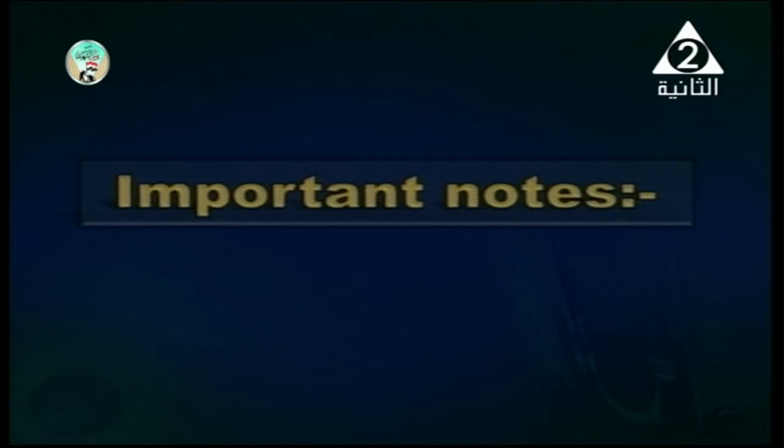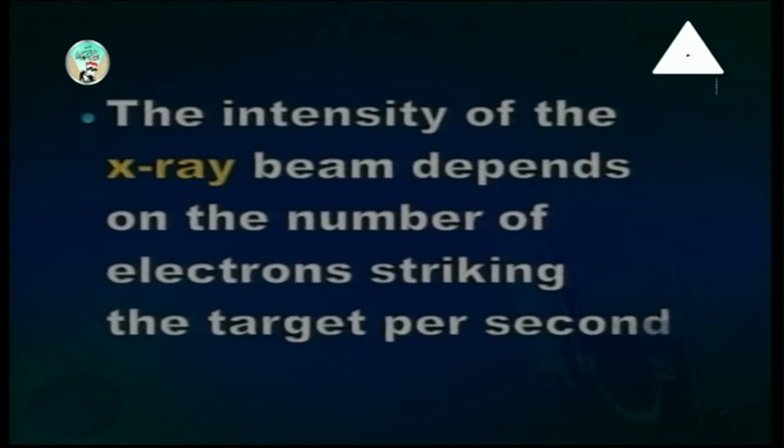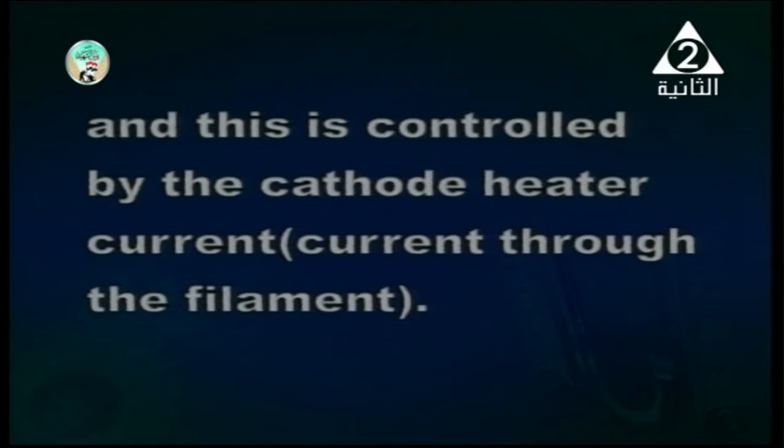We've got important notes here. The intensity of the X-ray beam depends on the number of electrons striking the target per second. Let me say it again. The intensity of the X-ray beam depends on the number of electrons striking the target per second. And this is controlled by the cathode heater current, the current that flows through the filament.